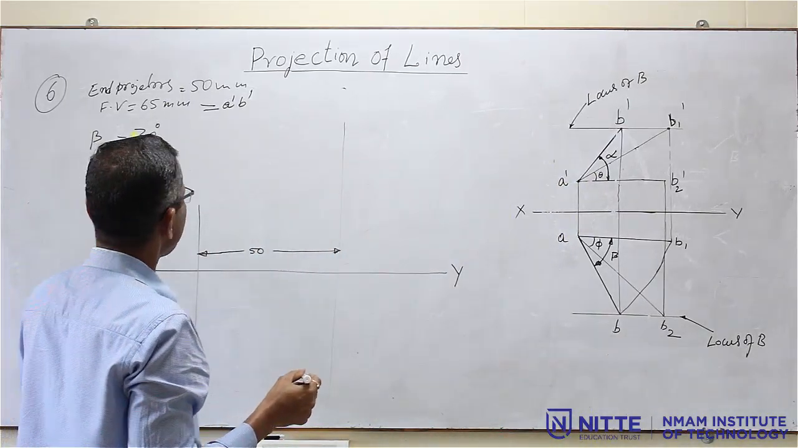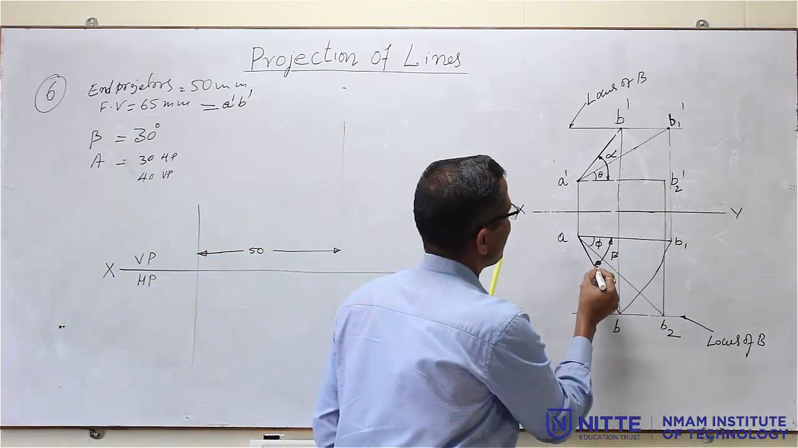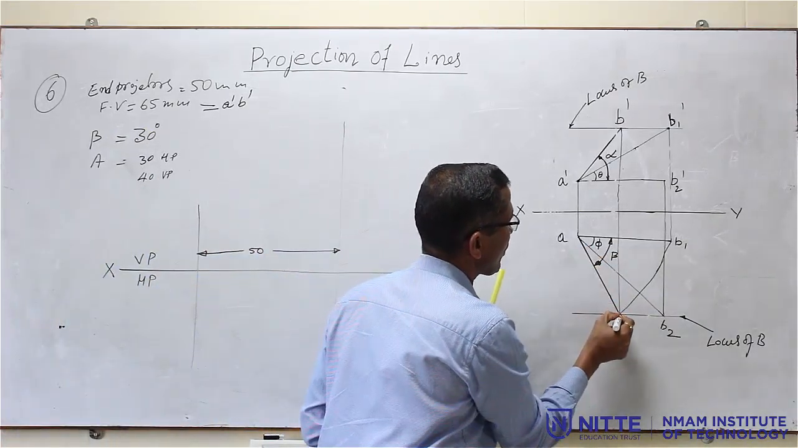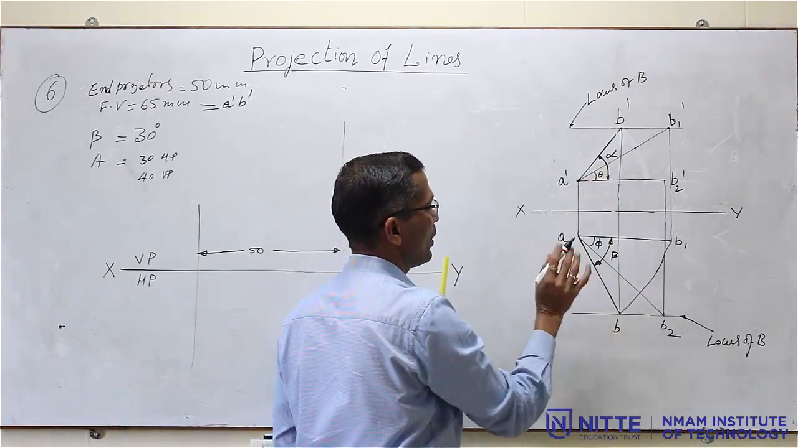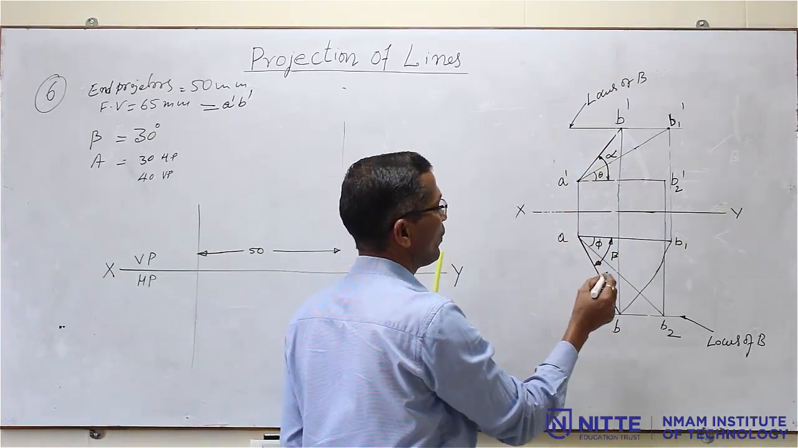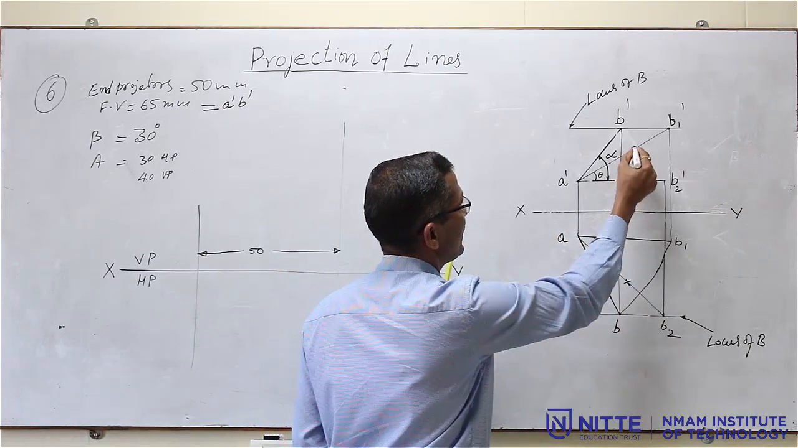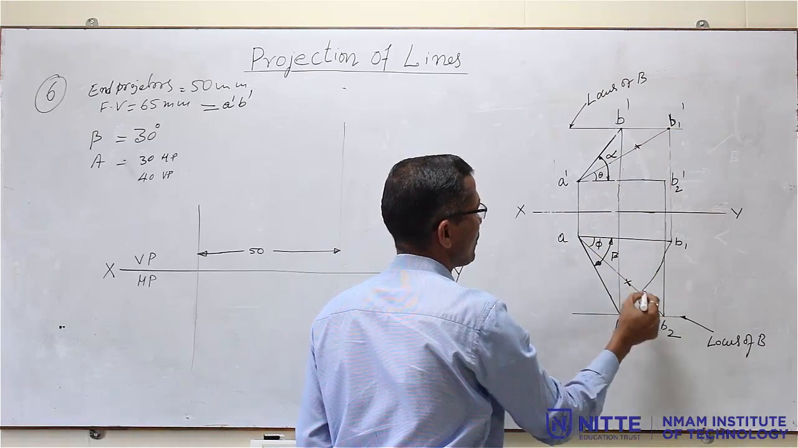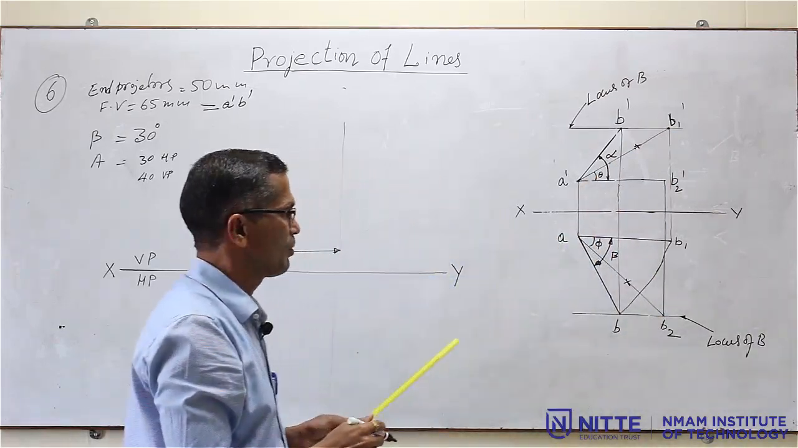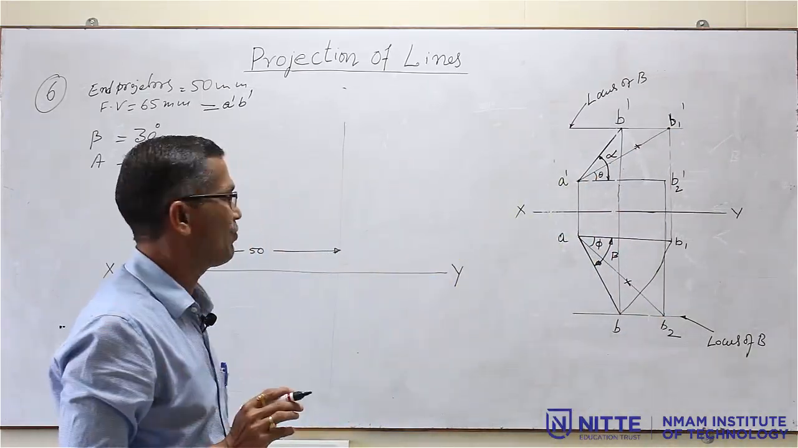Then beta is given. What is this? Beta means it is the inclination of the top view. The length of the top view is not given. The length of front view and length of top view are not equal. They are different. Only the true length lines are equal. If you know A dash B1 dash, that means it is equal to A B2, because these are the true length. But front view and top view lengths are different.